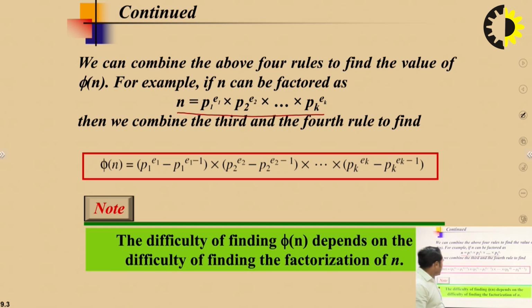The difficulty of finding phi(n) depends upon the difficulty of finding the factorization of n. The main problem is that phi(n) can be solved with the help of the factorization of the value of n. If you factorize the value of n, then we can easily solve for the value of phi(n).